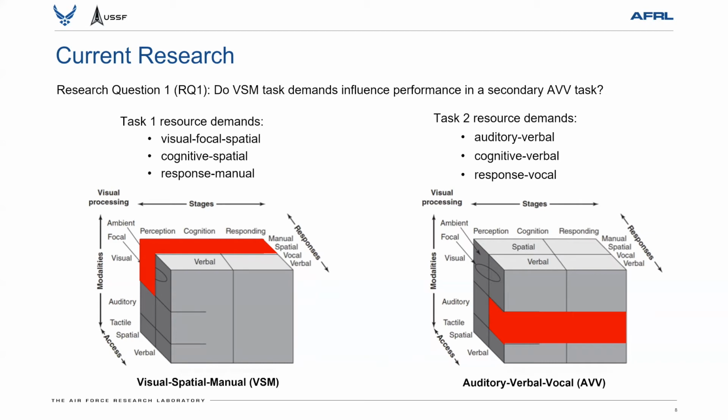And the idea with this is that we have two tasks that in theory are taxing independent pools of attentional resources. So we have a visual, spatial, manual task, which is the resources highlighted in red on the left. And then we have an auditory, verbal, vocal task, which is those red resources highlighted on the right. And in theory, they are non-overlapping, which multiple resource theory predicts should show no or very little performance deficits.